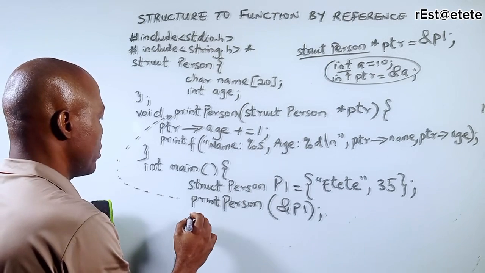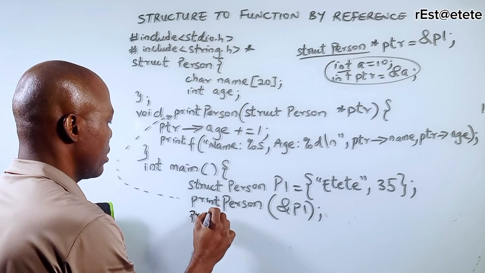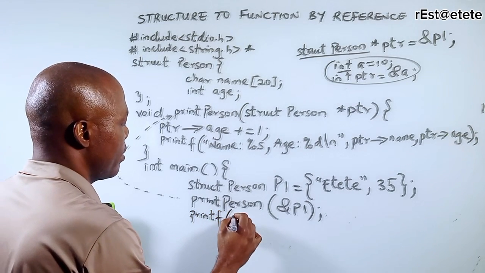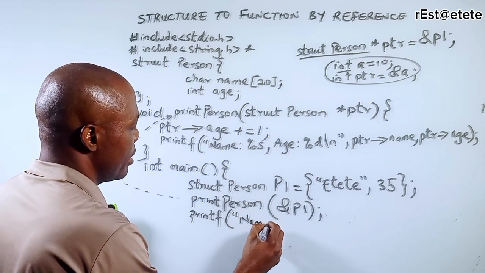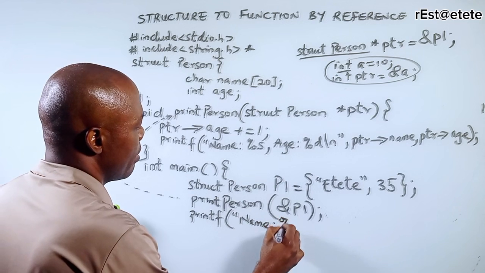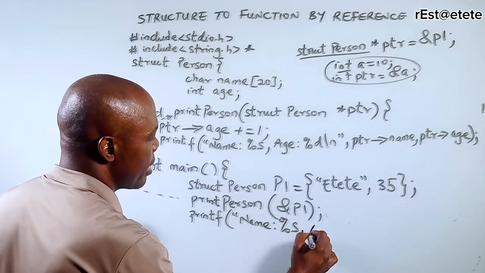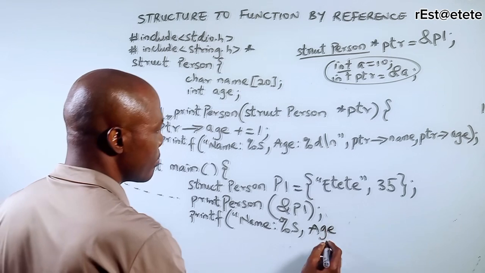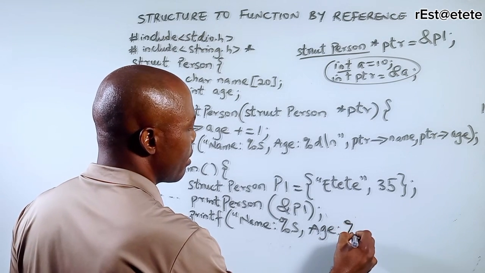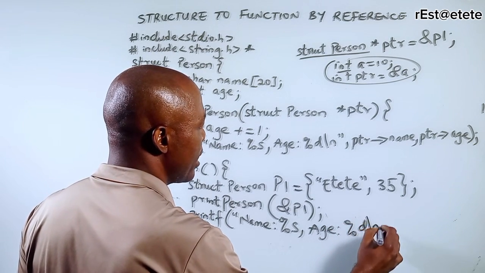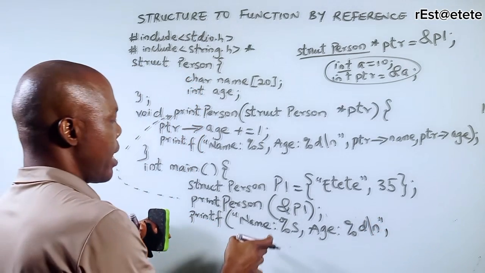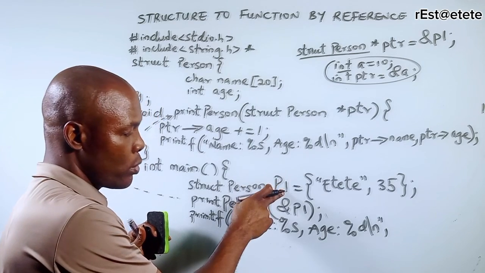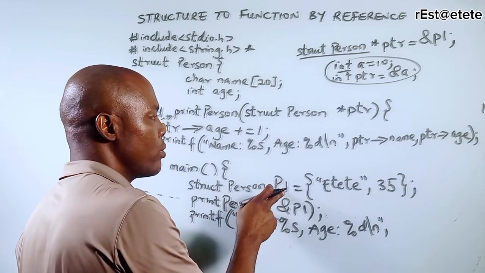So here I will say printf. I'll bring this same thing down: name, percentage %s, comma, age, percentage %d slash n, comma. Now I'm going to use this variable to access the value.